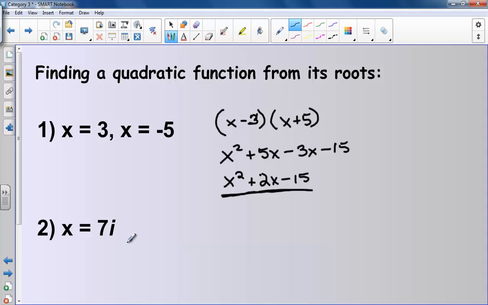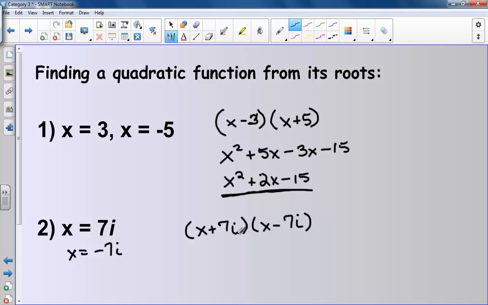I can do the same thing with complex or imaginary roots, but with this you have to remember that when you have complex roots, you have both a positive and a negative version of the same thing. So if I have x equals 7i as one root, then I have x equals negative 7i as my other root, because they're going to be conjugates. So my factors would then be x plus 7i and x minus 7i.